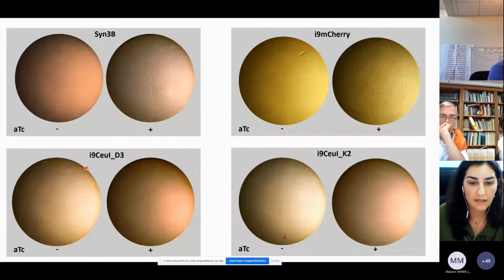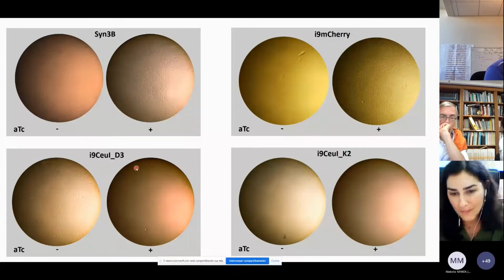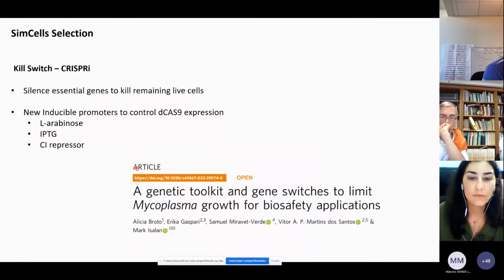So, okay, checking. So we have our degradation system working. Now we need the kill switch. For the kill switch, we have a strategy, which is to put everybody else under the control of the tetracycline promoter, but we would like to test different promoters and to be able to induce the expression in different time frames.